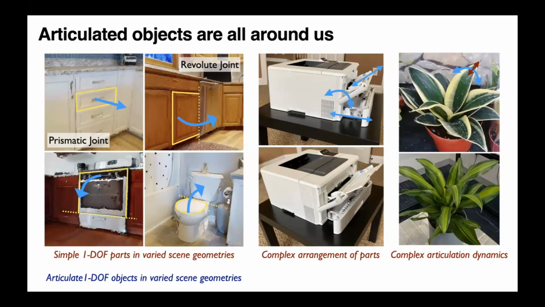So in this talk today, I'll try to show some work which tackles some problems in this context. In the first piece, I'll talk about how we can articulate 1 degree of freedom objects in varied scene geometries. Then I'll talk about how we can infer articulable models for complex articulated objects, which have this kind of tree structure. And finally, I'll try to give a teaser about how we can manipulate articulated objects with complex dynamics. Okay, so let's get started.